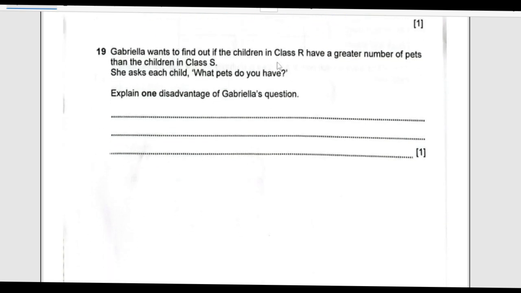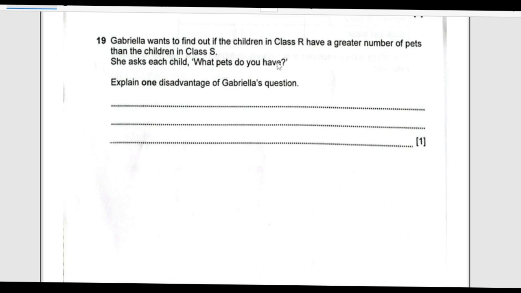Now Gabriela wants to find out if the children in class R have a greater number of pets than the children in class S. So she is comparing class R and class S. She asks each child, what pet do you have? This is the question. Explain one disadvantage of Gabriela's question. So we can say the answer is very specific. She has not asked about how many, she just asked the pet.